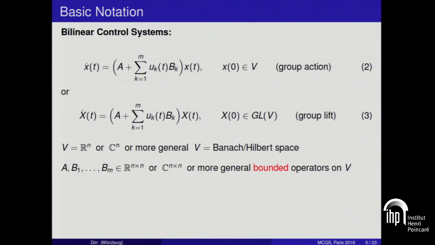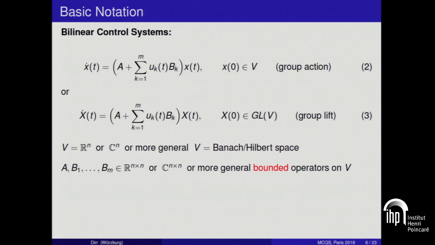But first, let's fix some terminology and some notation. A bilinear system for me looks like this one. This is the equation down on the vector space, and this is the lifted equation on the group level. In the rest of the talk, I will focus on the lifted equation on the group level, because once you know the solution of the lifted equation, you can easily compute the solution of the system down on your vector space. At the beginning, let's assume that your vector space is Rn or Cn, and that the corresponding operators are simply n by n matrices, either complex or real.